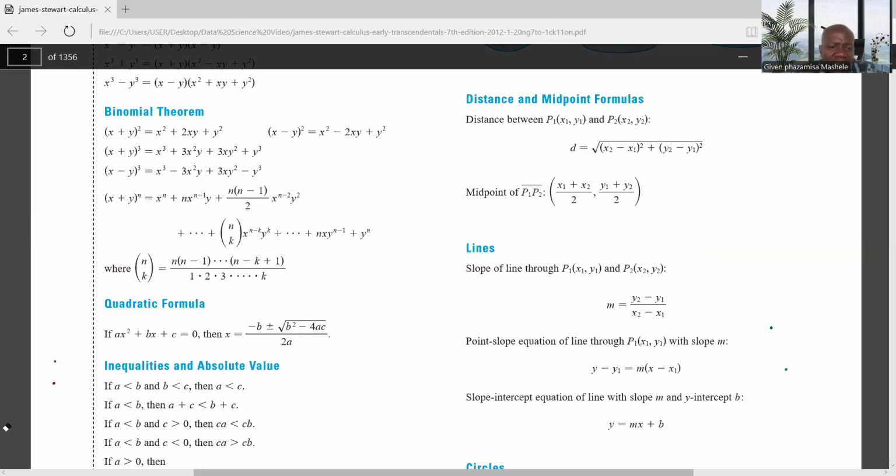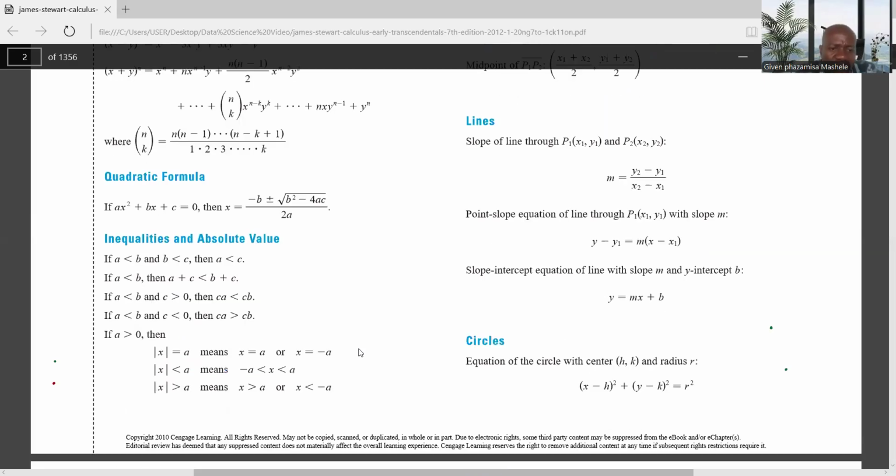Then another thing, ladies and gentlemen, is the issue of inequalities. What you have learned in grade 12 about inequalities is very, very important. There will just be a new thing that they're going to introduce to you, which is called an absolute value. In the context of absolute value, an absolute value is just a value that is always non-negative. The absolute value always takes positive numbers.